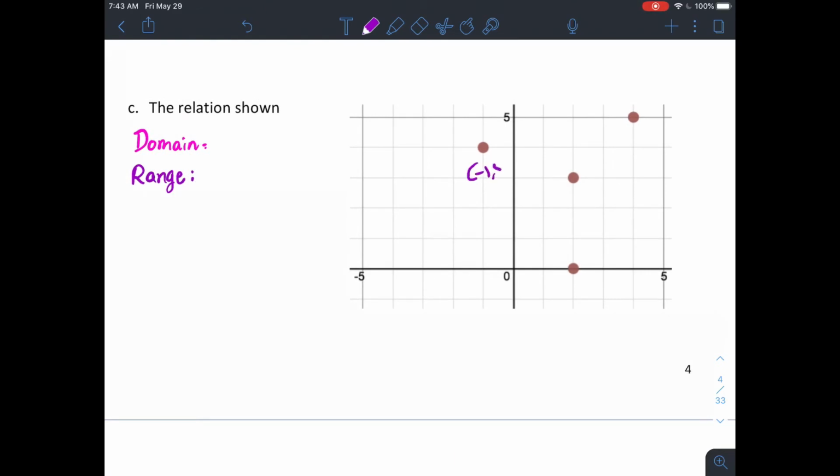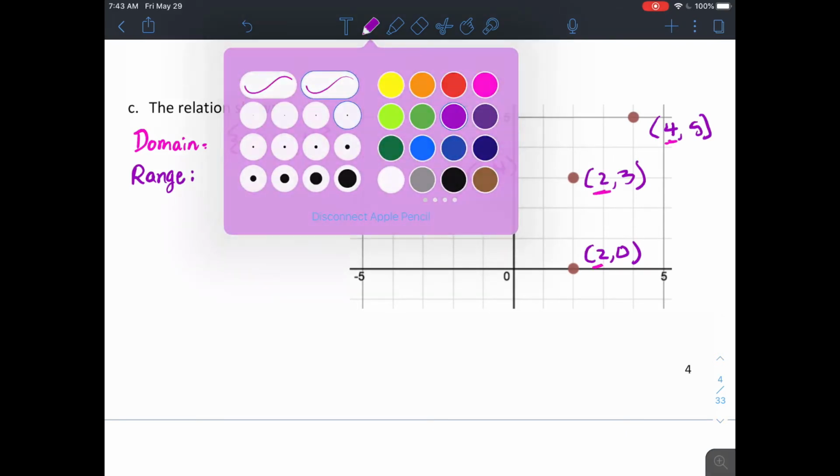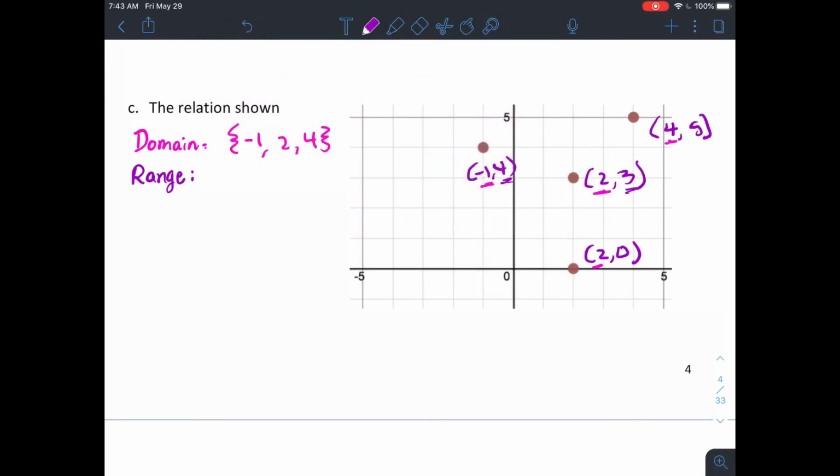This one here is a bunch of individual points, so I'm going to go ahead and list their coordinates out. Makes it a little bit easier to think about what input and output values you have. So for your domain, you've got -1, 2, and 4. Again, those are individual disconnected values, so I'm not using interval notation. We don't have all the x values in between like -1 and 2, just those 3 individual ones.